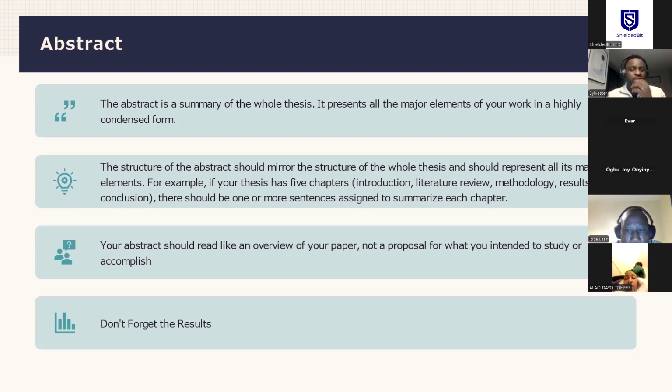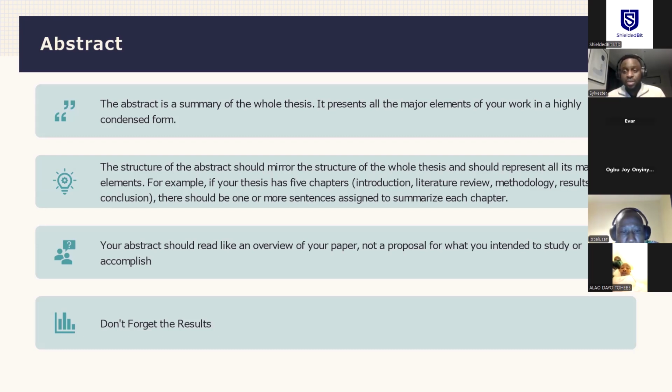It's usually between 150 to 300 words. You will find the exact word count in your thesis brief. So you see that this is really condensed. At the same time, it has to be structured and it has to carry everything. The structure of your abstract should be like a mirror of the whole work you have done.